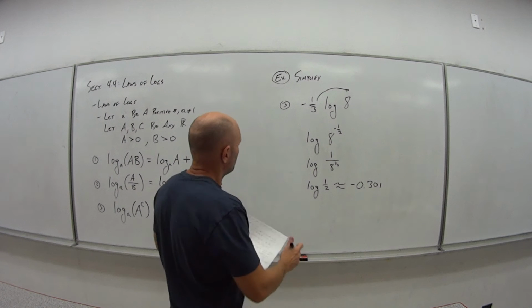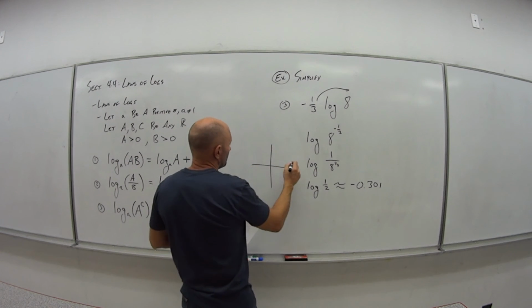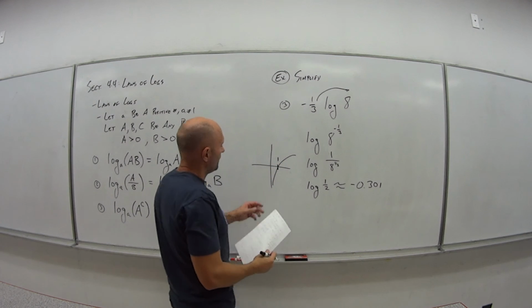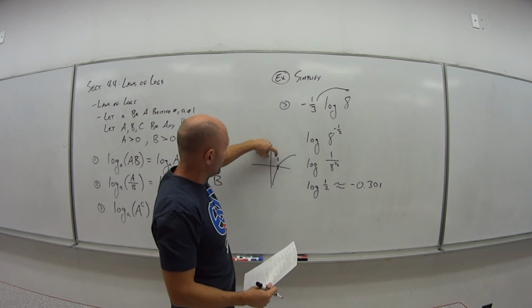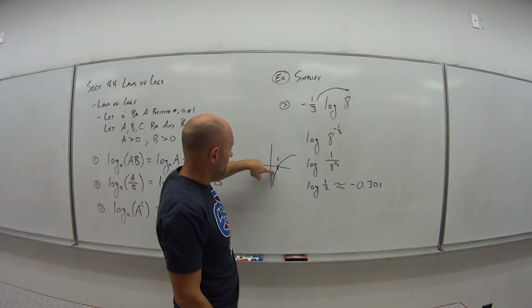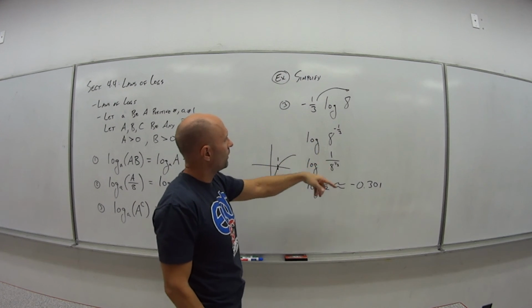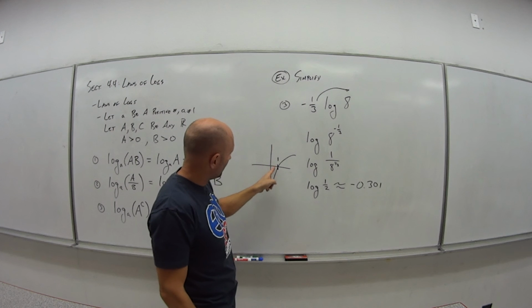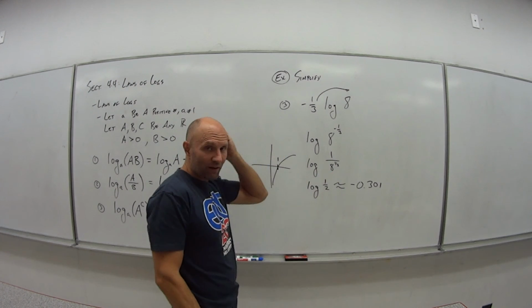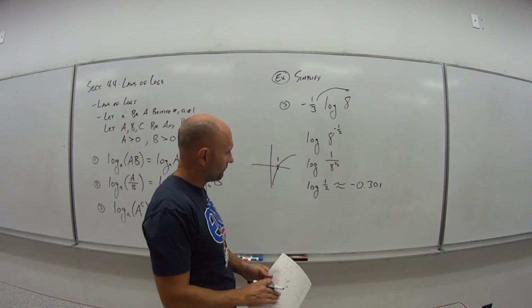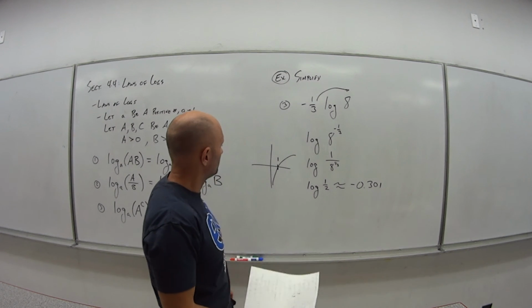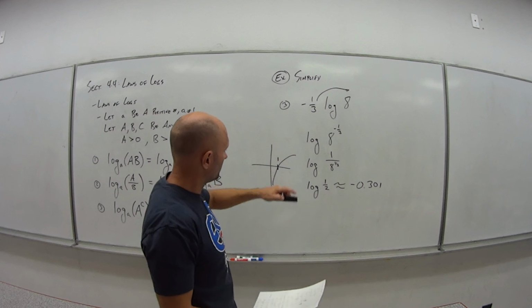Because remember what the log graph looks like. It looks like this, where it's crossing through at 1. So any value between 0 and 1 is going to be a negative value. Any value bigger than 1 is going to be a positive value. So since I'm taking log of 1/2, that's somewhere in here, and my value should be a negative number. So we can feel pretty good that that's probably the right calculation.